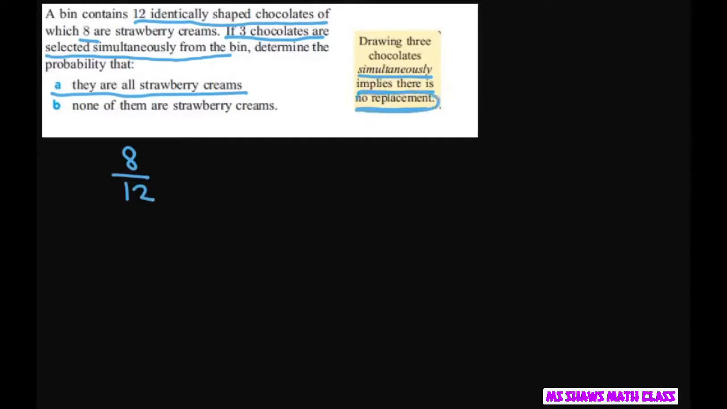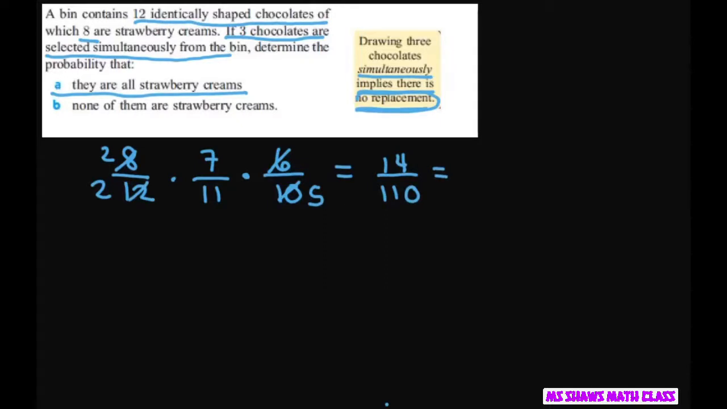That means no replacement. So, now we only have 11. And you have to go down 1. So, instead of 8, it's going to be 7. And then now we only have 10 chocolates and only 6 left. And then we can simplify this. This will go into this 2 times. You can divide both of these by 2. So that would be 2/5. Multiply across. You get 14 divided by 110. And we can simplify that further. This is 20. This is 10 times 11. So that would be 7 divided by 55.